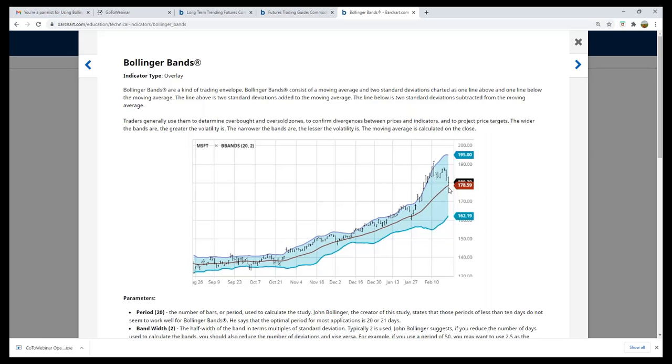The other thing is that the outer line will be referred to as a band, an outer band, and so those outer bands represent 2 standard deviations above or below our mean.